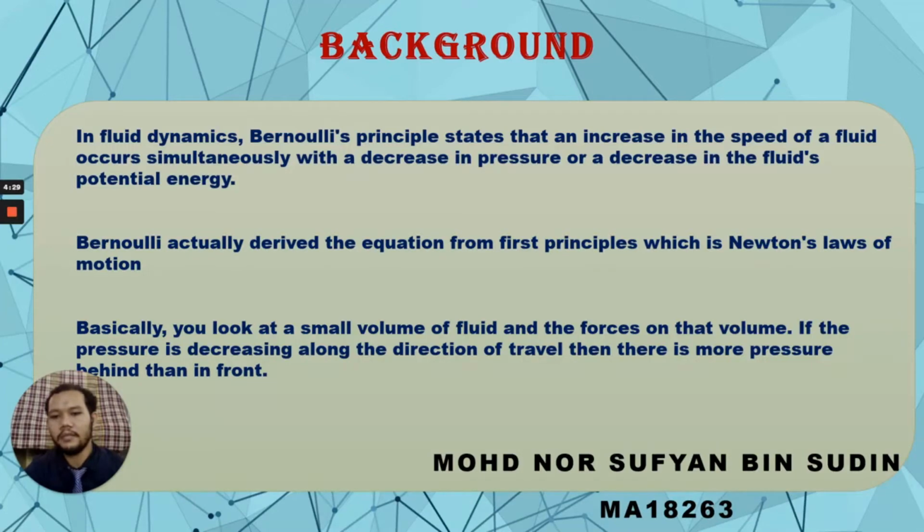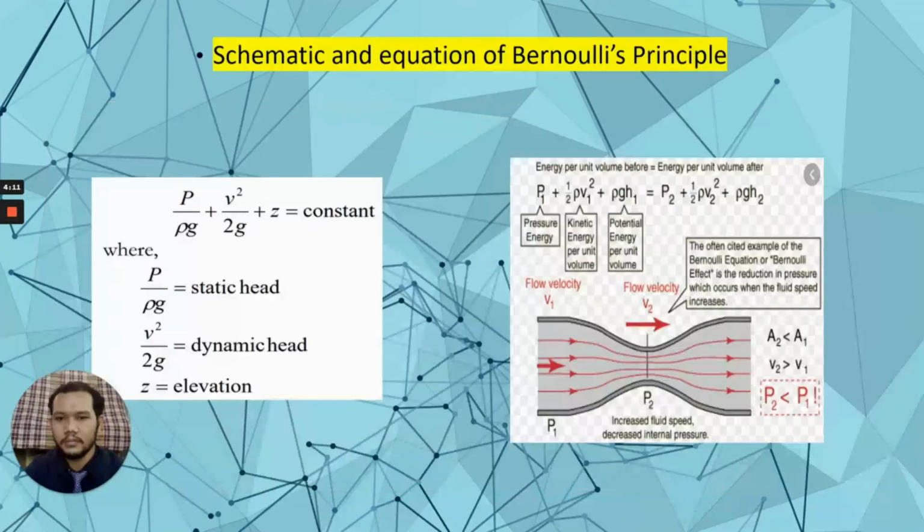Bernoulli actually derived the equation from the first principle, which is Newton's law of motion. Basically, you look at a small volume of fluid and the force on the volume. If the pressure is decreased along the direction of travel, then there is no more pressure behind than in front. This is the schematic and equation of the Bernoulli principle.